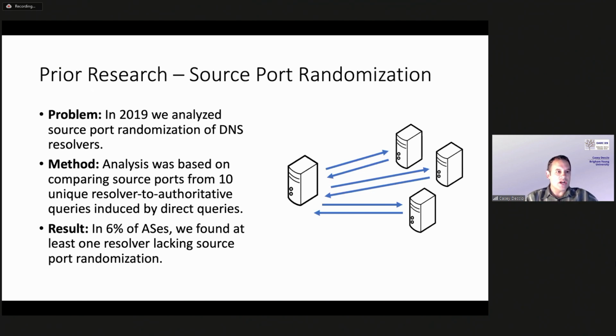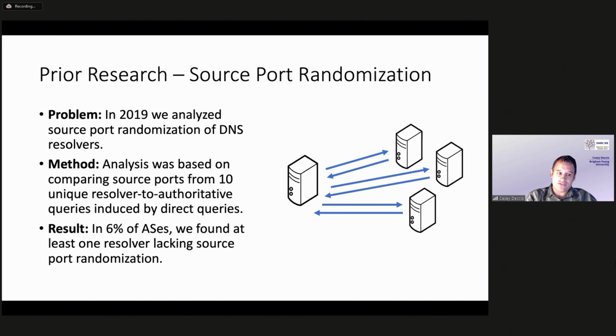This came from prior research. In 2019, we did an analysis of source port randomization of DNS resolvers. We were using a method where we could reach resolvers with a given query. And then basically we could issue 10 queries to that resolver, which would result in 10 unique resolver to authoritative queries. And using that, we were able to determine whether or not source port randomization was being used.